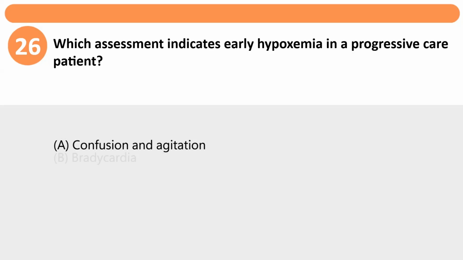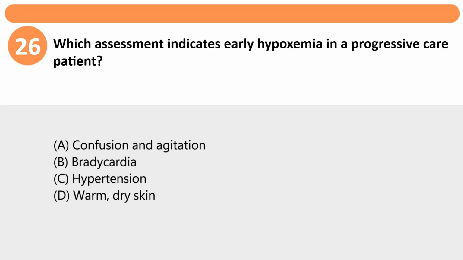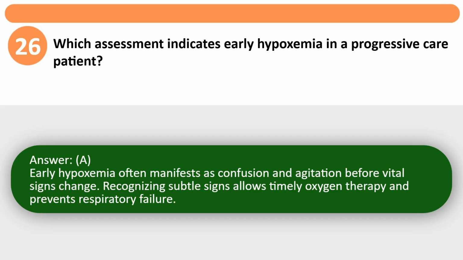Which assessment indicates early hypoxemia in a progressive care patient? A. Confusion and agitation. B. Bradycardia. C. Hypertension. D. Warm, dry skin. Answer: A. Early hypoxemia often manifests as confusion and agitation before vital signs change. Recognizing subtle signs allows timely oxygen therapy and prevents respiratory failure.